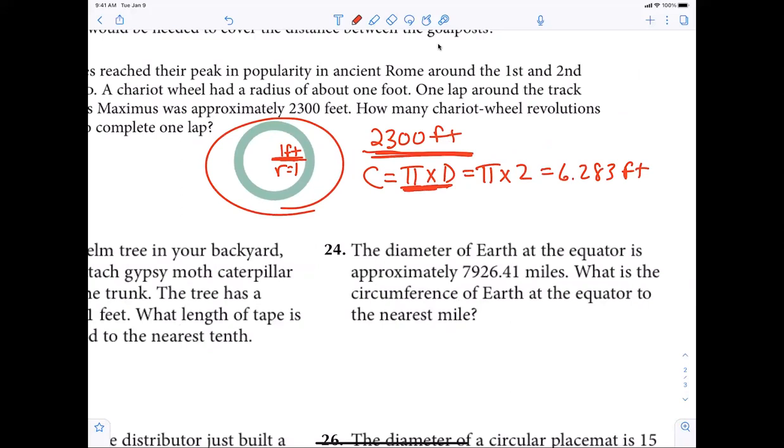What do I have to do? Tell him, Brennan. Divide what? Jackson, what do we divide? I'm trying to tell you that because you made the same mistake last time. What am I doing, Josh? 2300 divided by 6.23. Right. Let me try to show you what they're doing so you understand better.